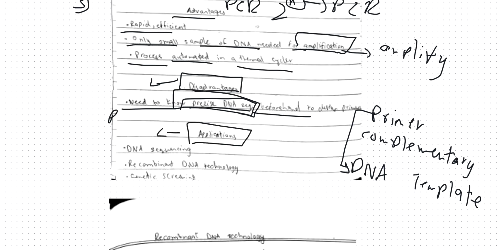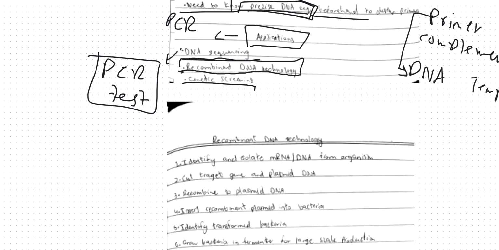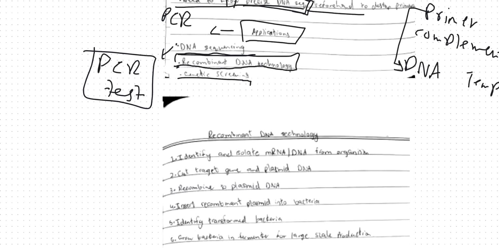Remember, you can use PCR for DNA sequencing, you can also use it for genetic screening, and you can use it for recombinant DNA technology. This is what we'll do next. But yeah, DNA sequencing, you remember the PCR test, the Corona PCR test? This is one of its applications. So yeah, 3 applications, know them.